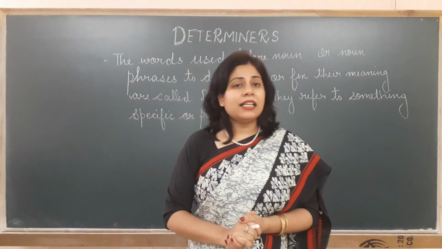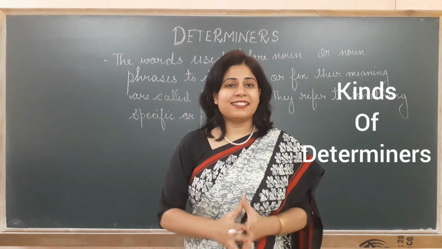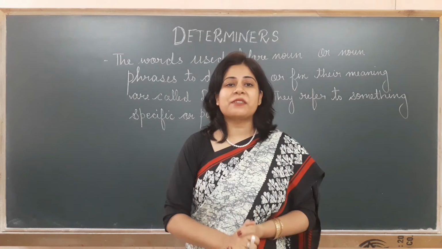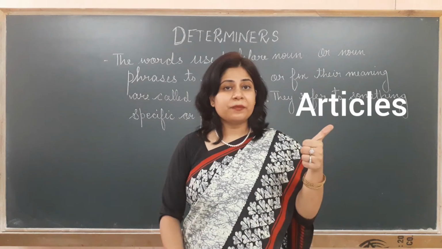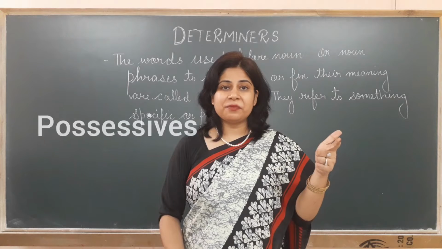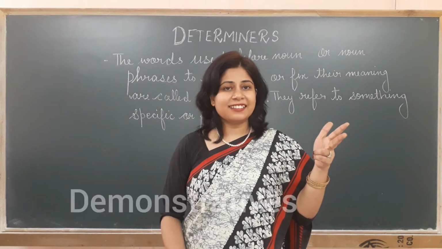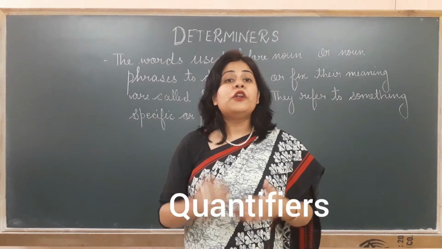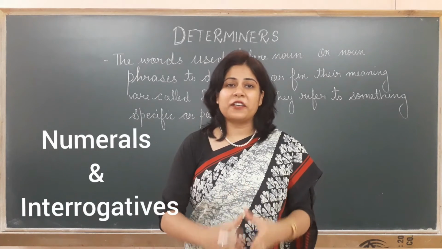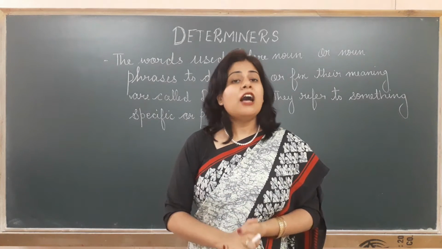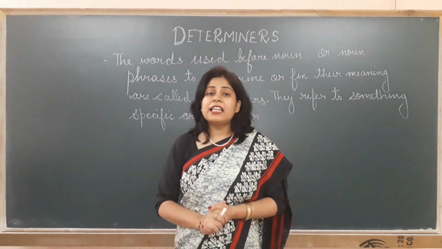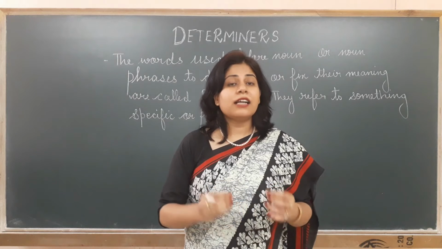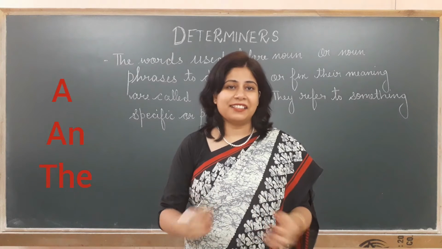Now I'll discuss the kinds of determiners. There are seven kinds of determiners: articles, possessives, demonstratives, distributives, quantifiers, numerals and interrogatives. So now, first of all, let me talk about articles. A, an and the are called articles.